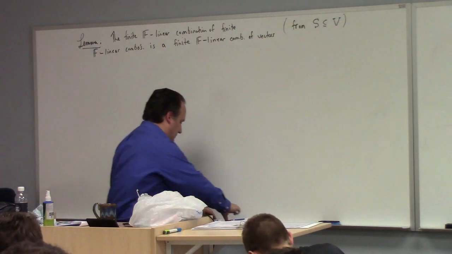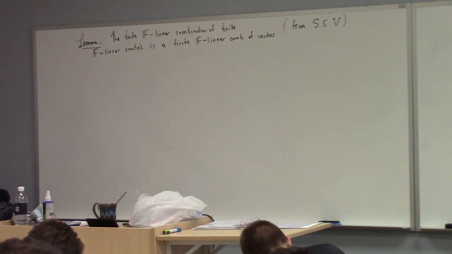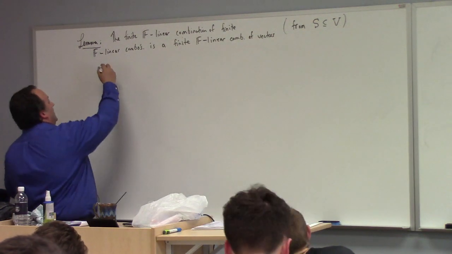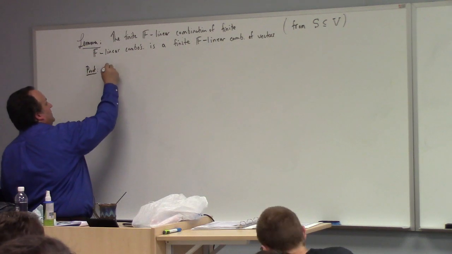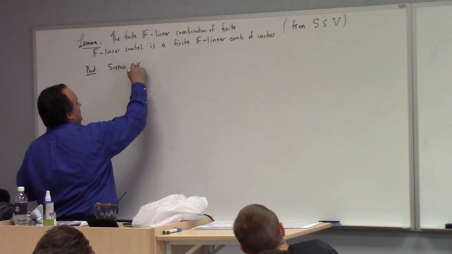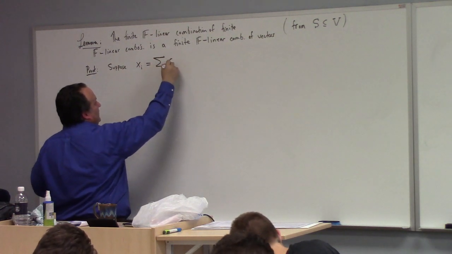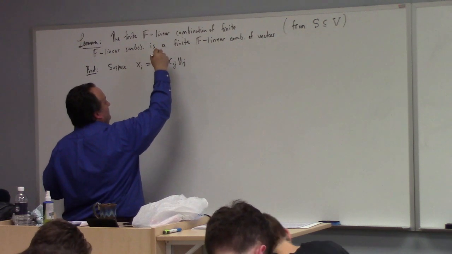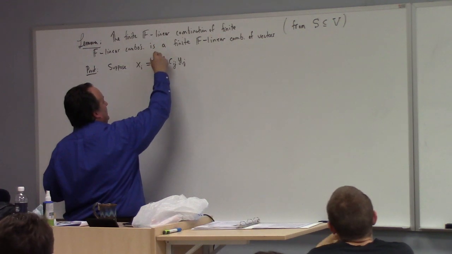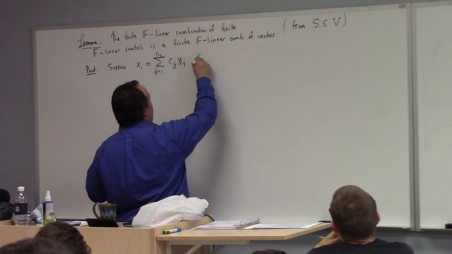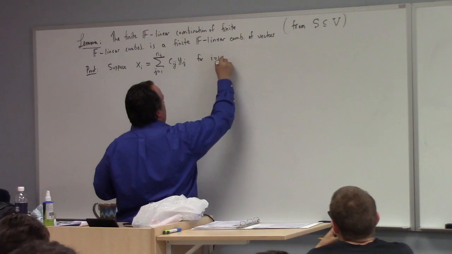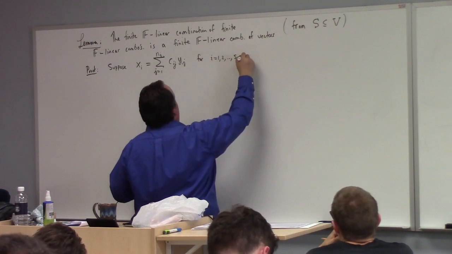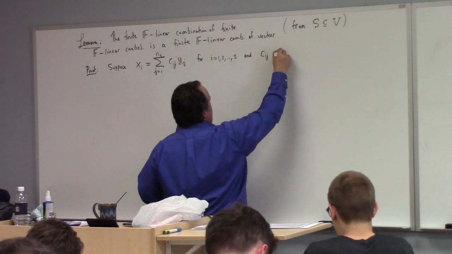The proof is simple enough. All right, so let's suppose that x sub i is equal to the sum over c_ij y_j for j equals 1 to, I don't know, n sub j, I suppose, for i equals 1 to s. And the c_ij are elements of F, right?